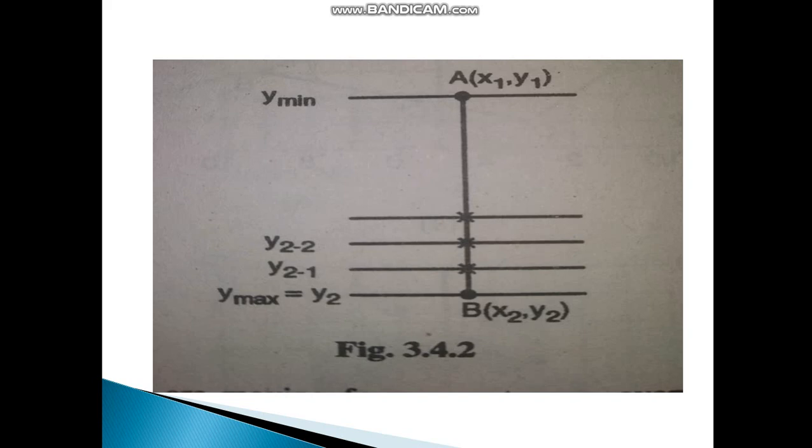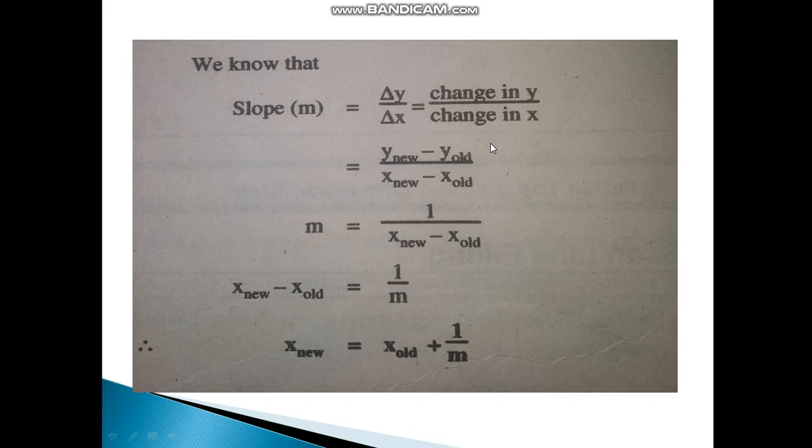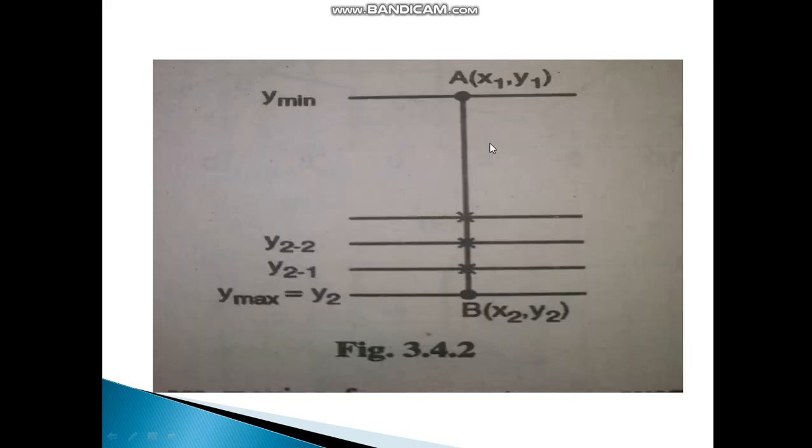So here is the figure. First of all, the important point is how to find the intersection point of the scan line with a particular edge. At the time of storing the attributes of the edges, we stored the slope of that edge. We can make use of this slope to find the intersection point of the scan line with the edge.